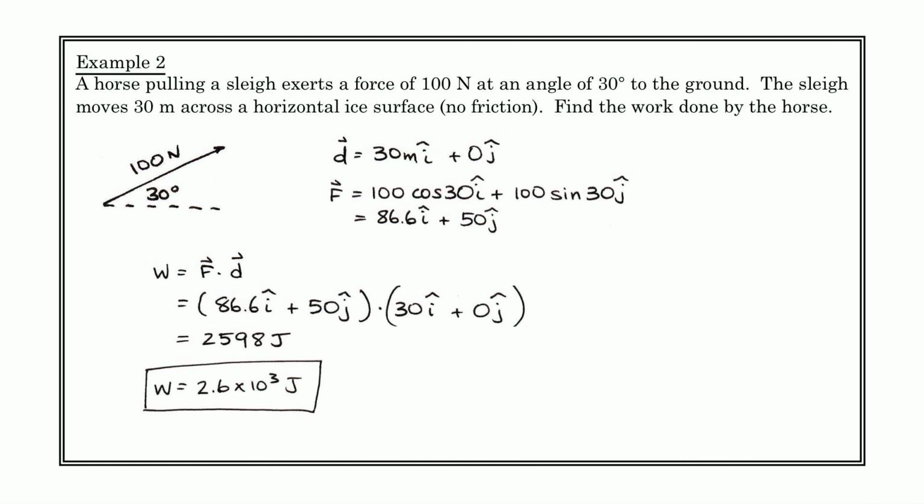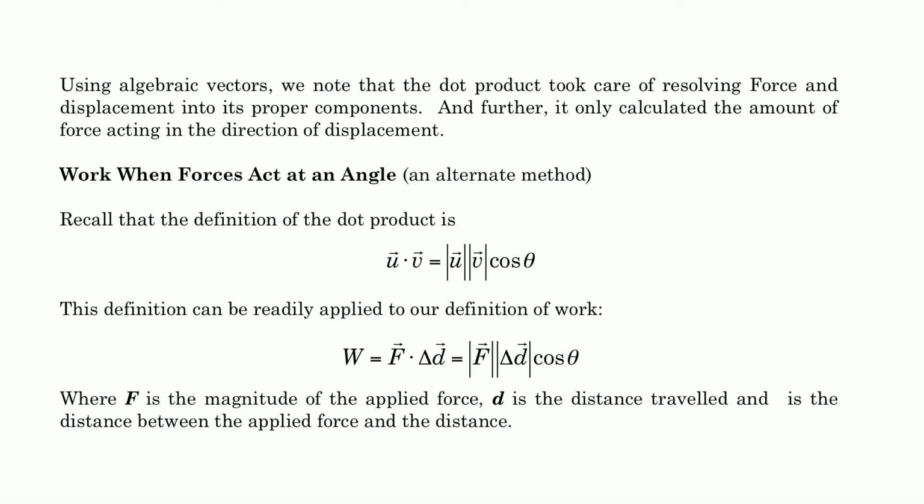Now, let's go on. We're not going to change this or do it any differently, but we did have a definition for the dot product, and it's important that we talk about it now. Using algebraic vectors, the dot product took care of resolving force and displacement into its proper components. It only calculated the amount of force acting in the direction of the displacement. But there's an alternate method, and it's better for understanding what the dot product is all about. We can also introduce this little formula down here that looks at the angle between two vectors and does the work for us.